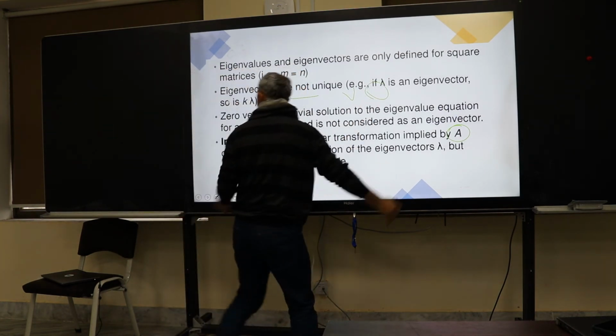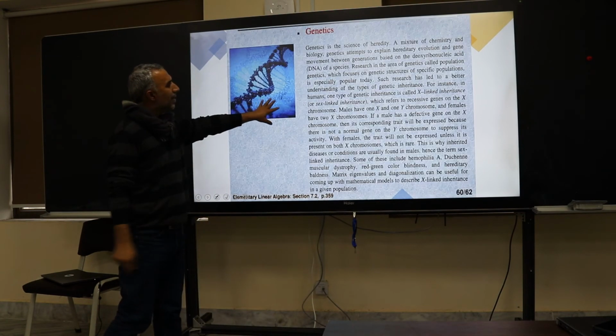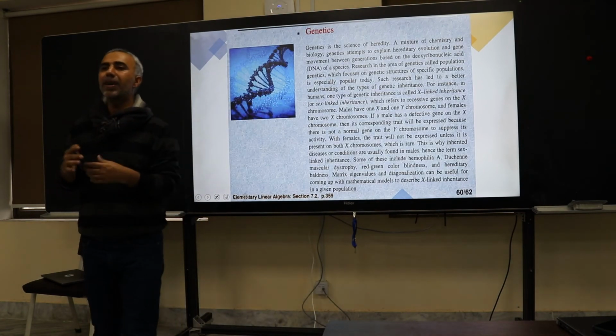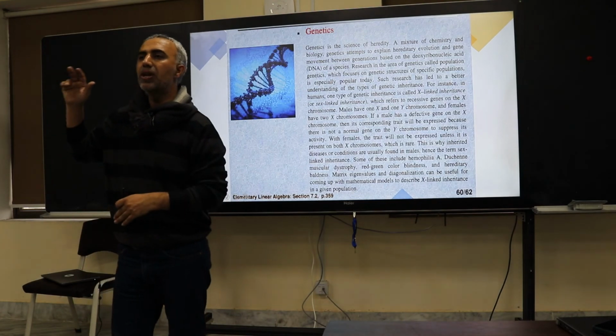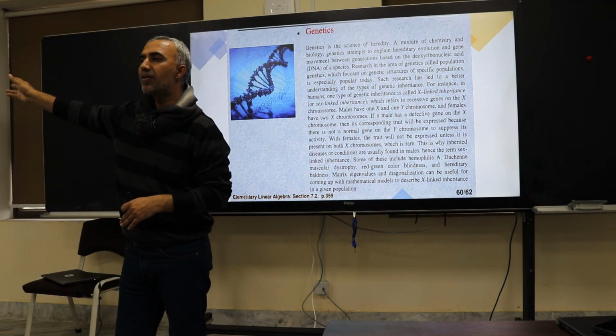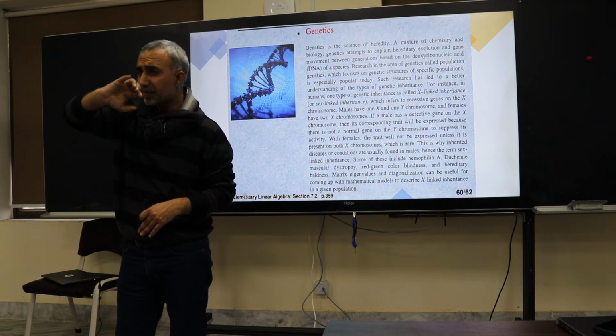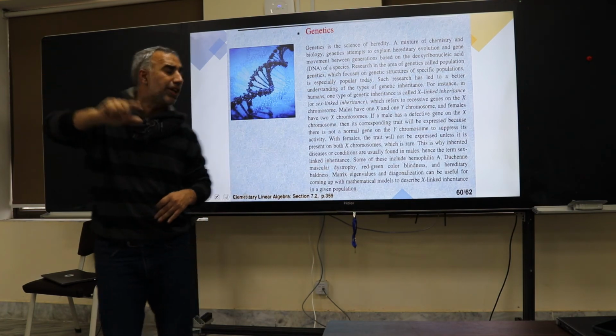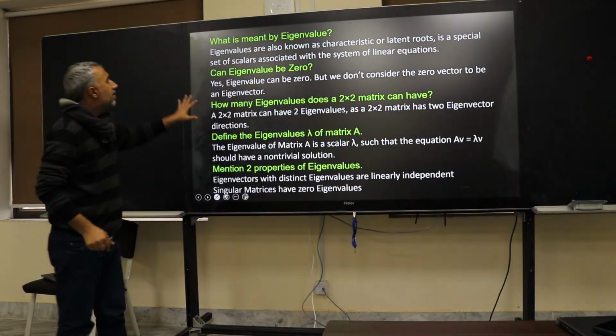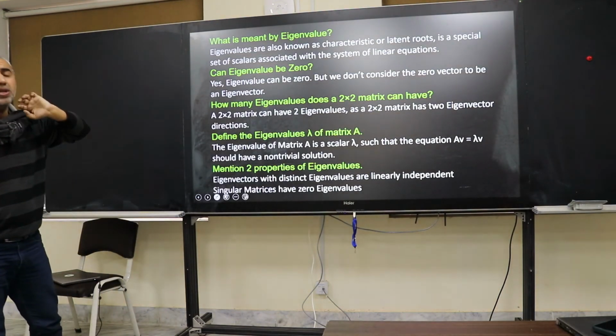Let me explain here. There is genetics. With the help of eigenvectors, you can determine whether some person's DNA belongs to the following tribes or members, due to certain characteristics of DNA, genome, genes. These are the little questions I may ask in the final exam.